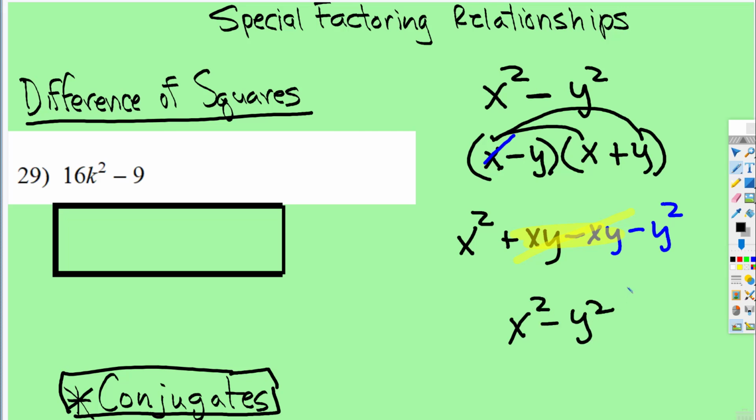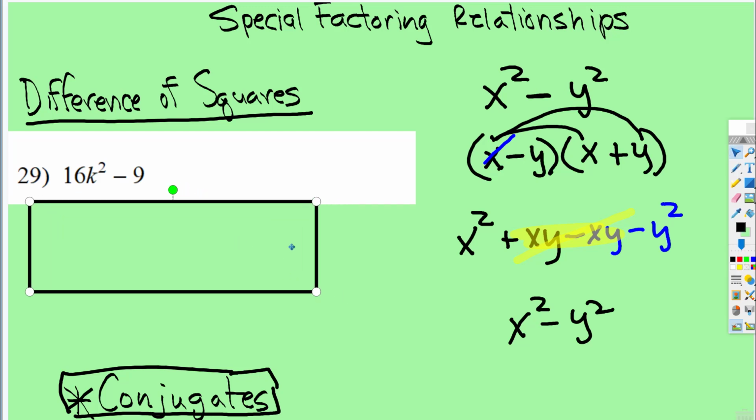So here's the process. Let me make this a little bit bigger. You put two sets of parentheses. You take the square root of each of those terms, put it inside the parentheses. So the square root of 16k squared is 4k. We put that in there twice in the same location. As you read left to right, the square root of 9 goes in both sets.